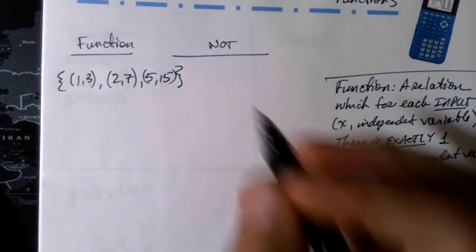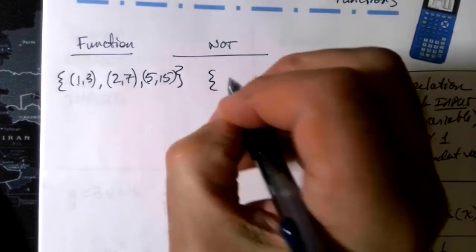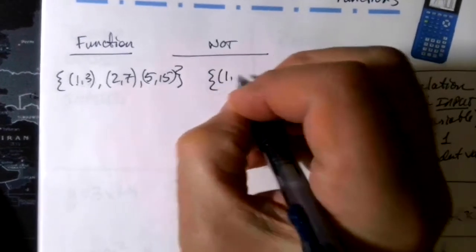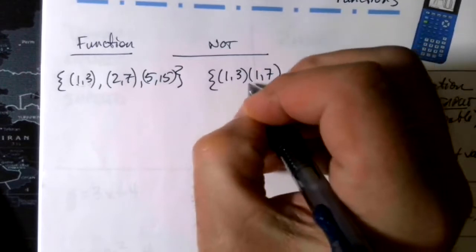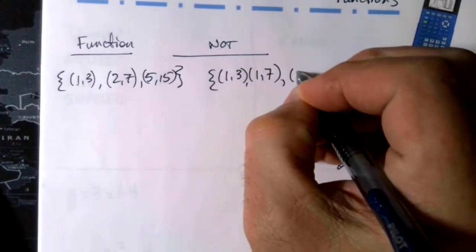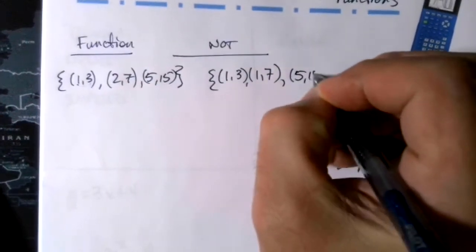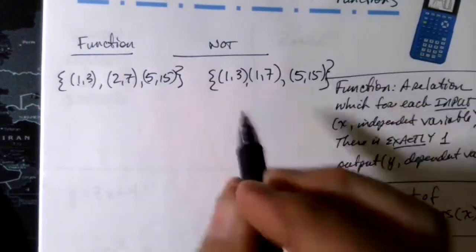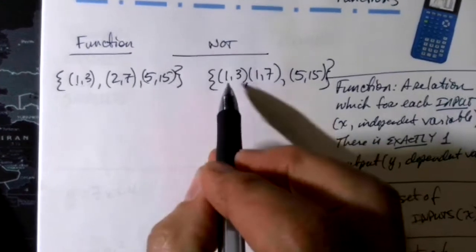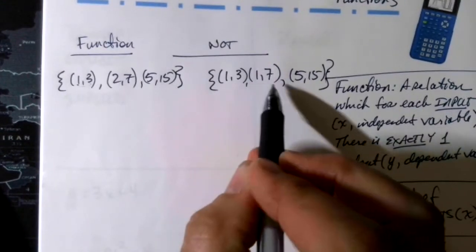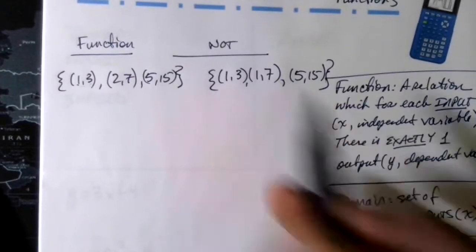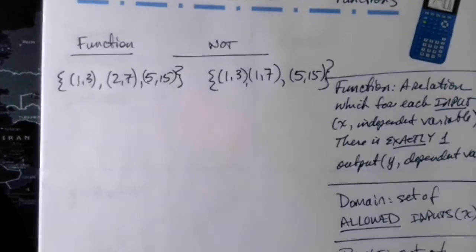Whereas an example that looks like that but doesn't really work is, what if we had 1, 3, and maybe we had 1, 7, and maybe we could still have 5, 15, right? So the idea is when I put in the 1 as an input, how do I decide which of these Y values is the correct answer for that? So this is considered not a function.